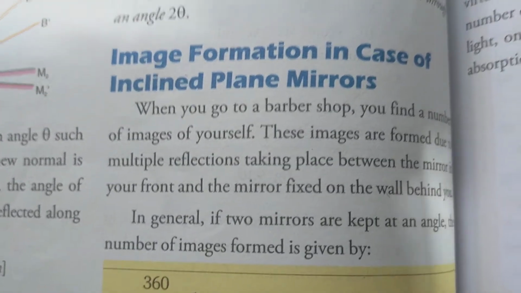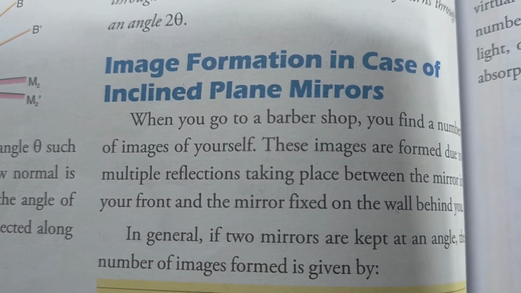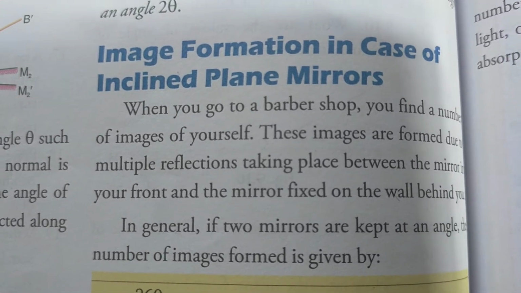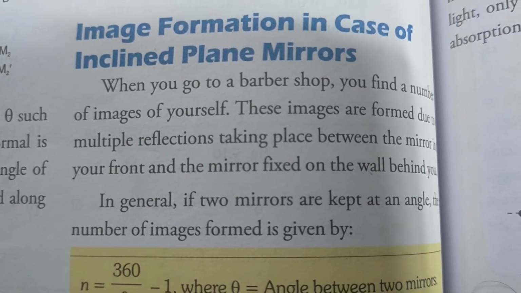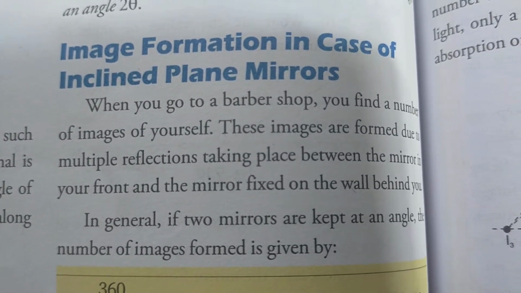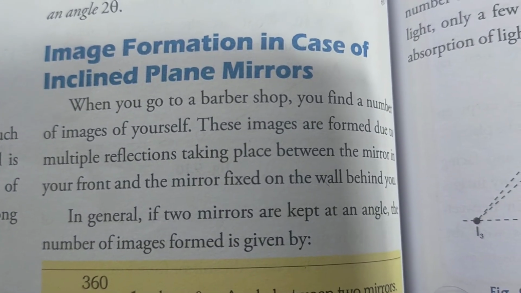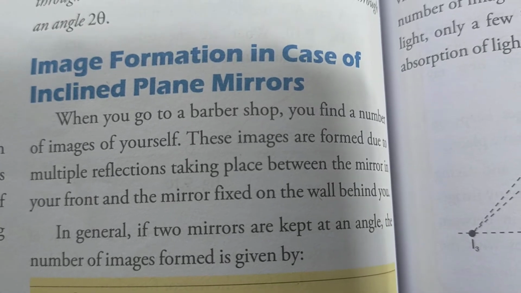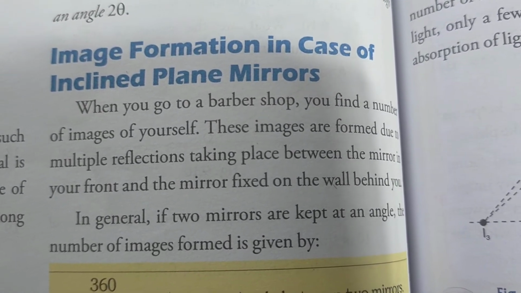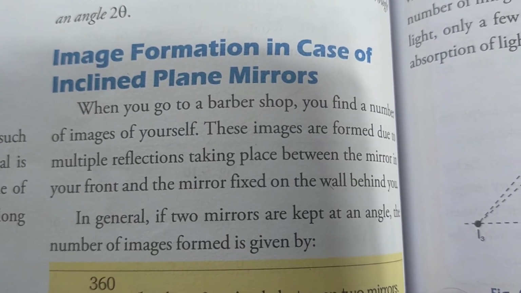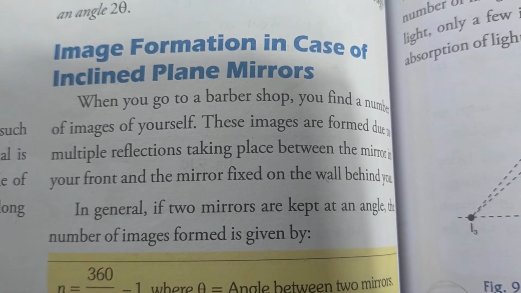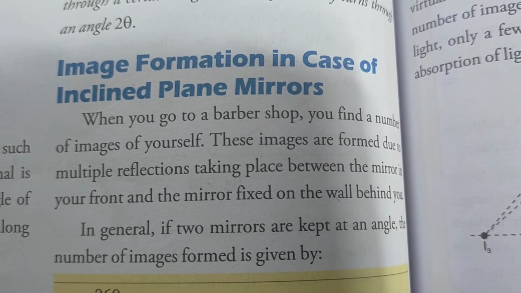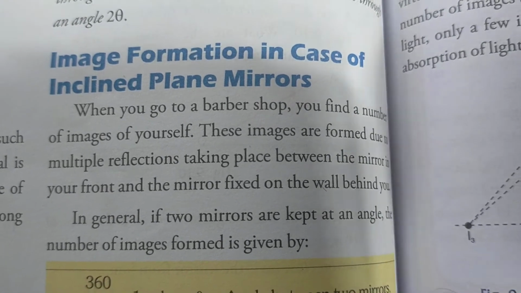Next topic we have is image formation in the case of inclined plane mirrors. In inclined plane mirrors, it has been seen that when two mirrors are kept in front of each other, a number of images are formed. Like when you go to a barber shop, you will find a number of images of yourself. These images are formed due to multiple reflections taking place between the mirror in front of you and the mirror fixed on the wall behind you.